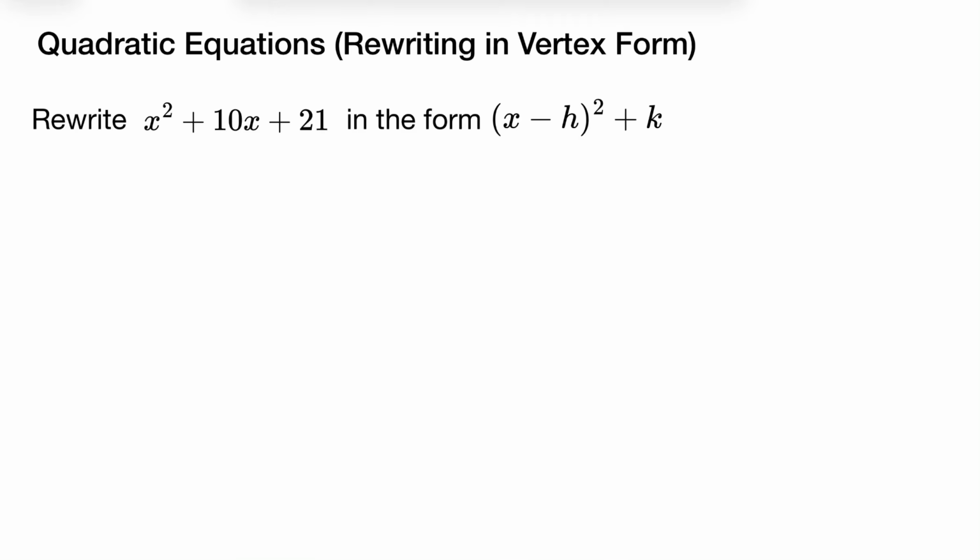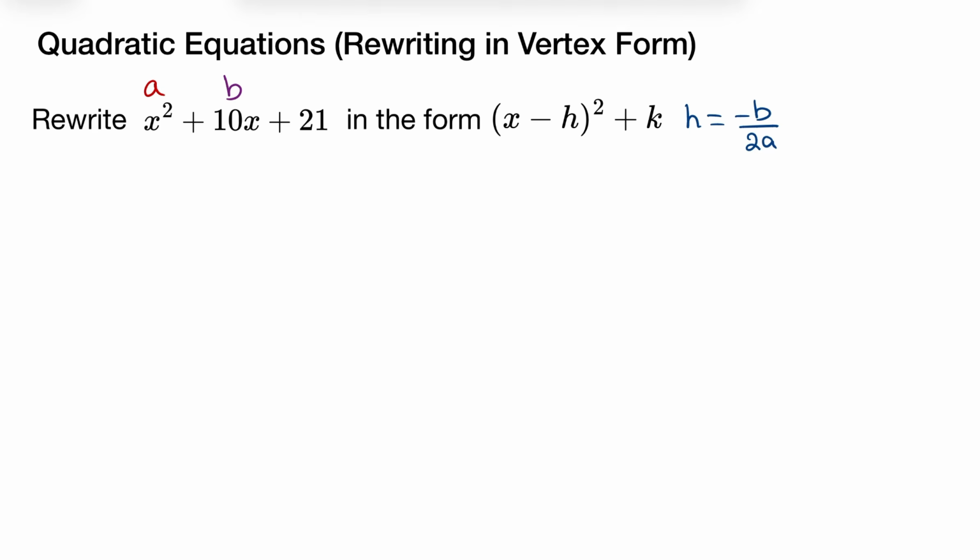Hello, in this lesson, we will be evaluating a quadratic equation by rewriting it in vertex form. Let's begin by identifying our coefficients. We see here that a is 1 and b is 10. So we're going to use h equals negative b over 2a. Let's write that over here. H equals negative b over 2a.